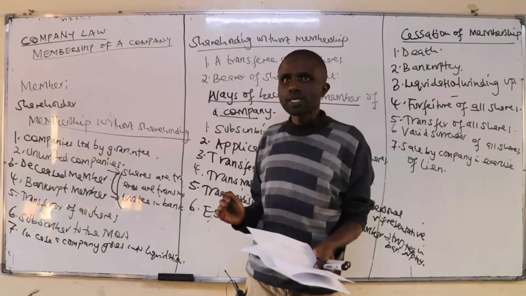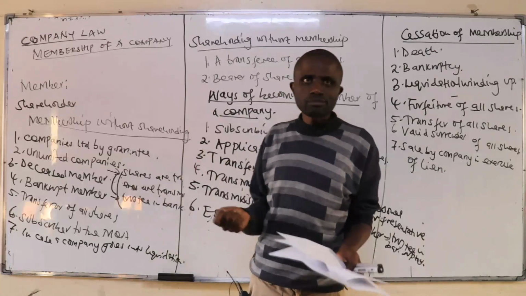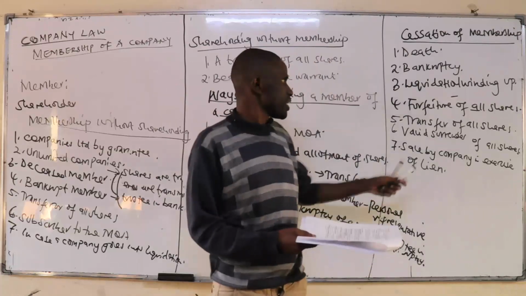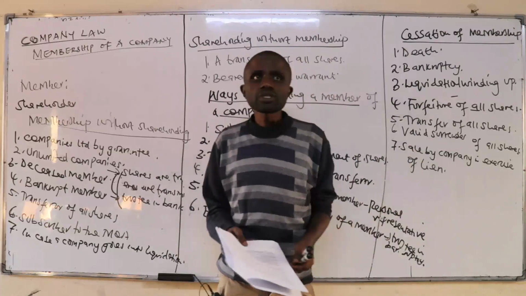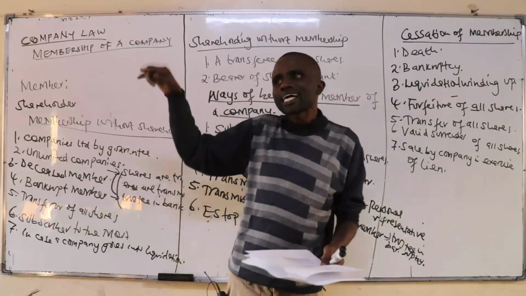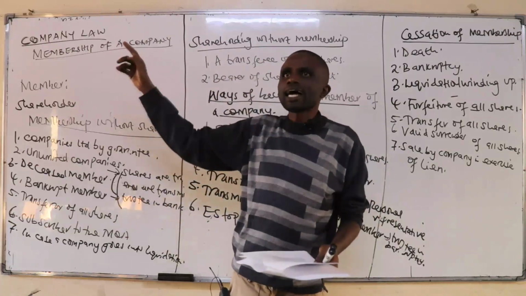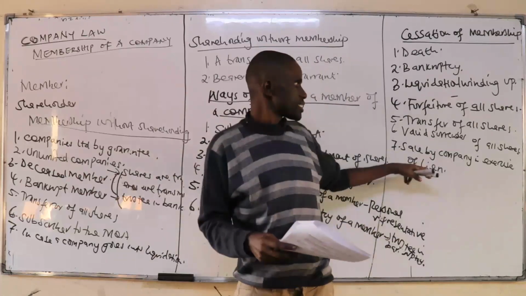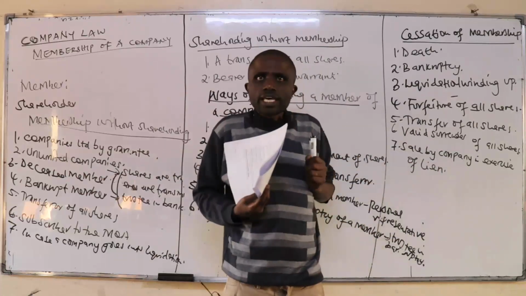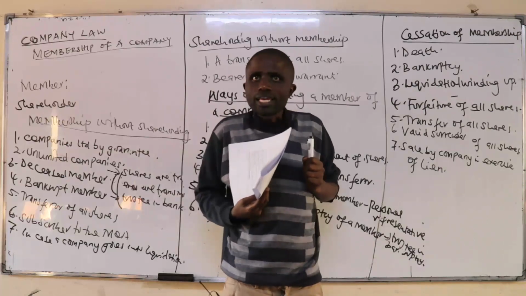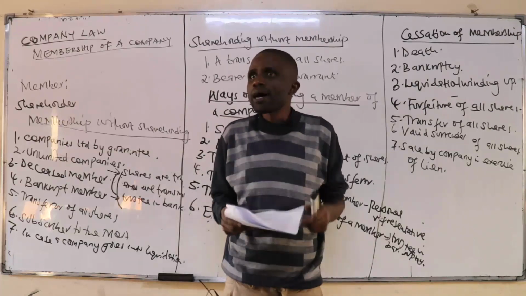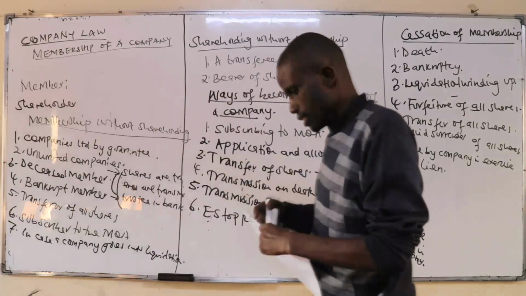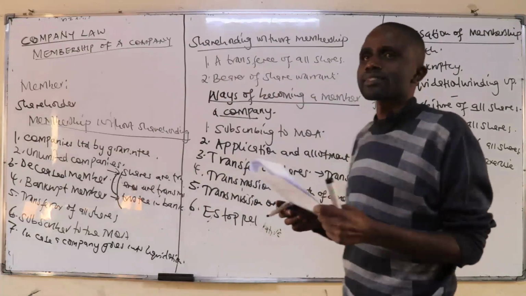Are you together? Now I'm not able to pay my loan. What will Equity Bank do? It will sell those shares. Once Equity Bank sells all my shares, that means in exercise of lien, it had retained my shares as security for a loan, and then it sells those shares. Then I cease to become a member. That's clear? Yes. Number 5 and 6.